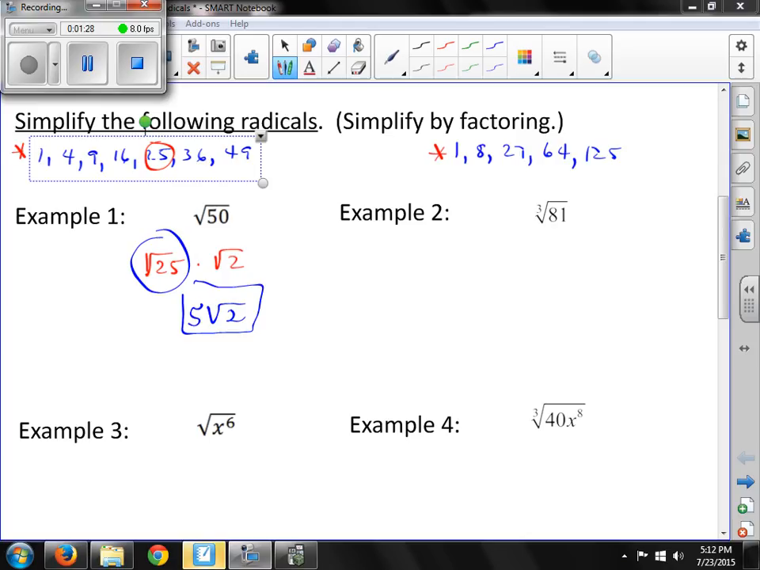Example 2, I'm looking at the cube root of 81. So let's see which one. That one's too big, 125 is too big, 64 is too big, 27 I believe will go into 81. So the cube root of 27 times the cube root of 3 is equal to the cube root of 81. But we know that the cube root of 27 is 3, so I have 3 cube roots of 3. Final answer there.